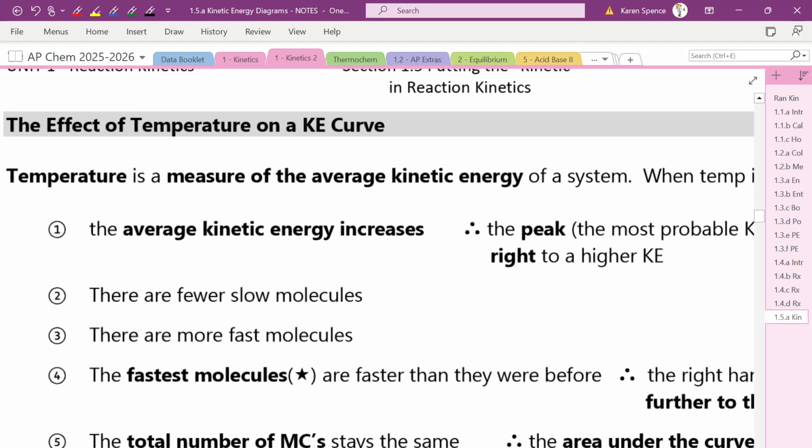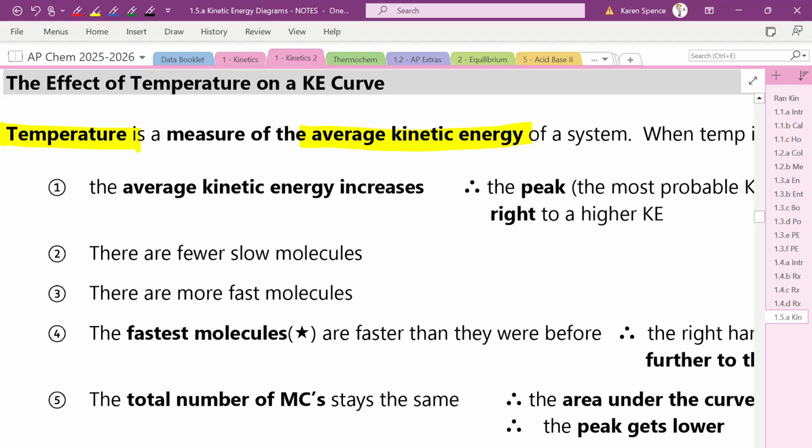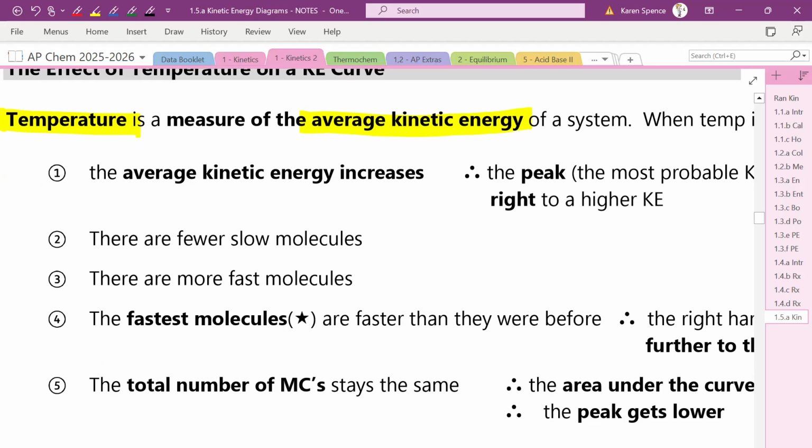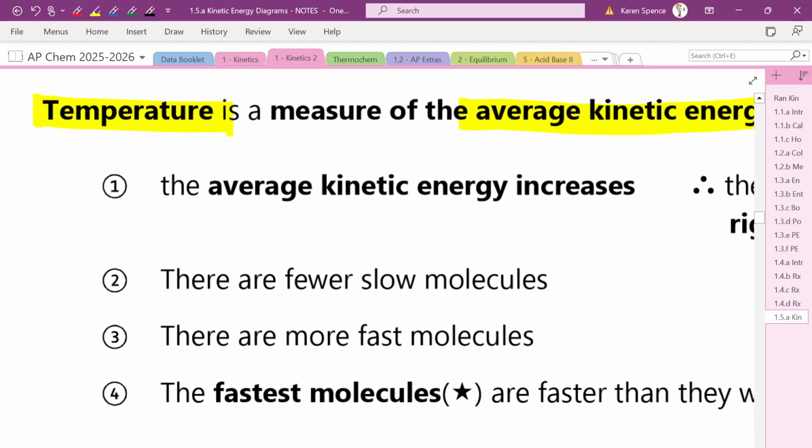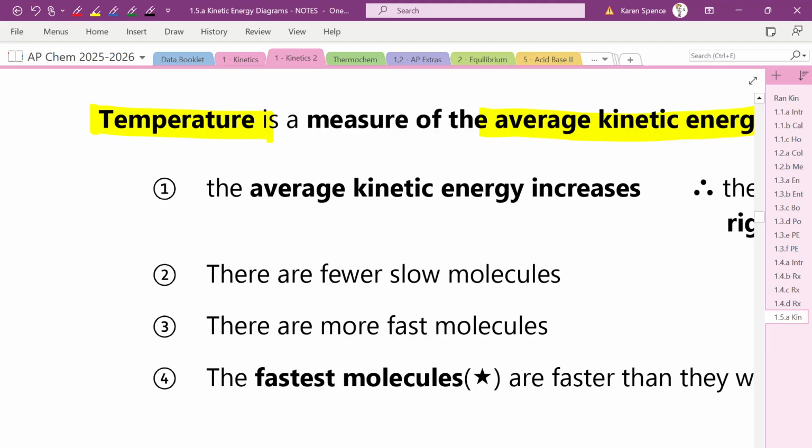So don't forget, temperature is a measure of the average kinetic energy. And as average kinetic energy increases, what is going to happen to the peak of our graph? If you did gases, maybe you remember.